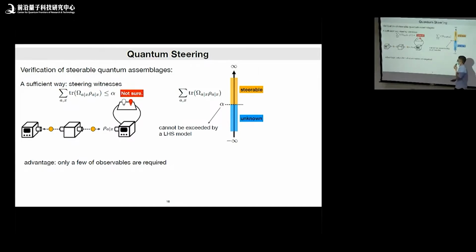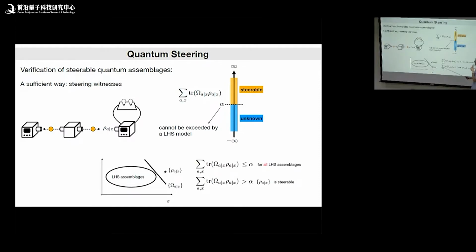So, the advantage is that only a few observables are required. One does not need to perform so many measurements. And here we can understand this steering witness from another point of view. Here is the space of the assemblages, and this circle represents the set of locally dense assemblages. And outside this set, there's an assemblage, which is the assemblage we would like to verify.